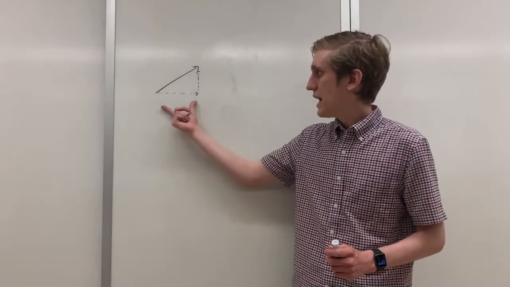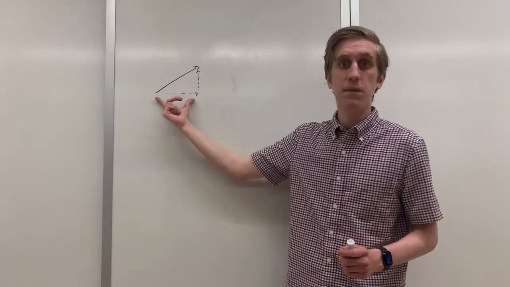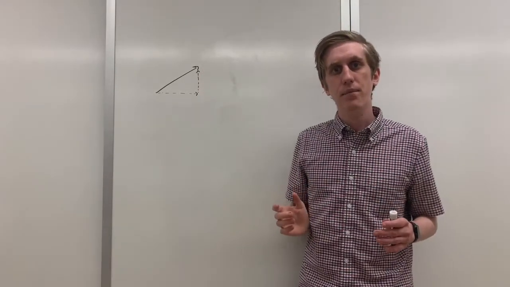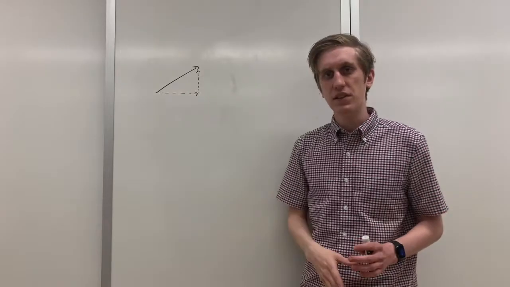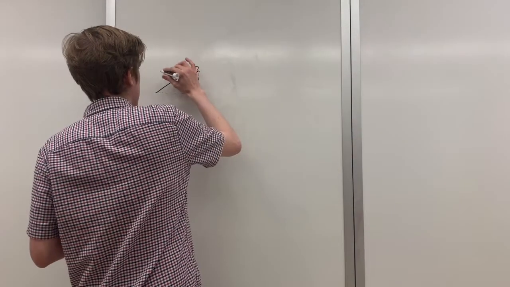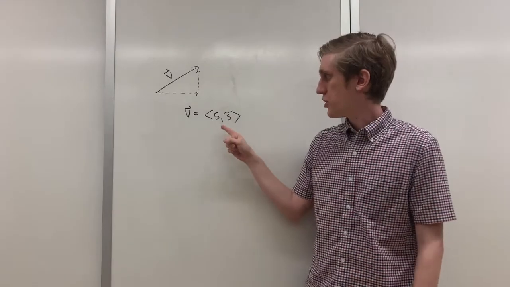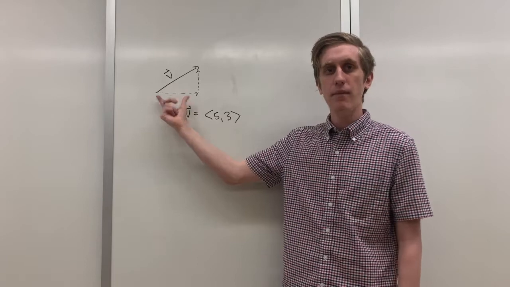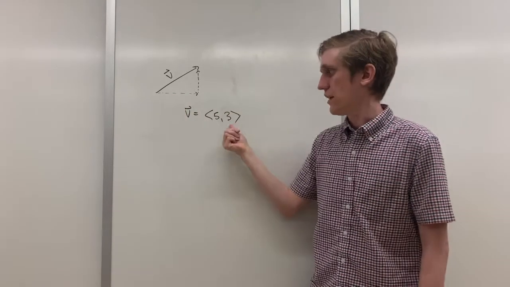Let's suppose that the length of this vector is 5 and the length of this vector is 3. This diagonal vector then could be written down like this. This notation just indicates that the x piece of the vector has length 5, and the y piece of the vector has length 3.